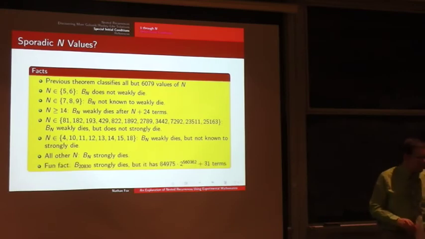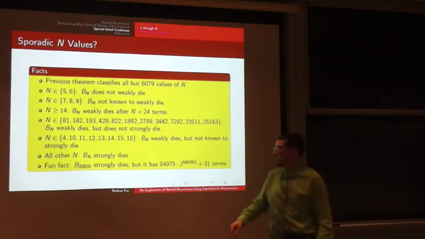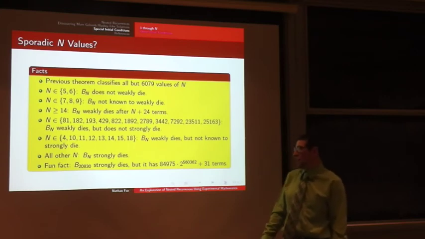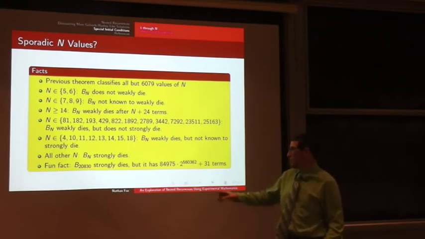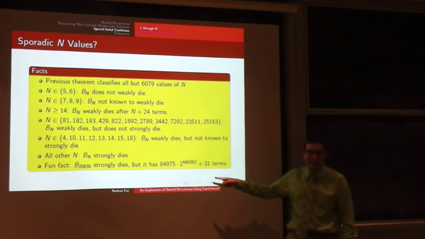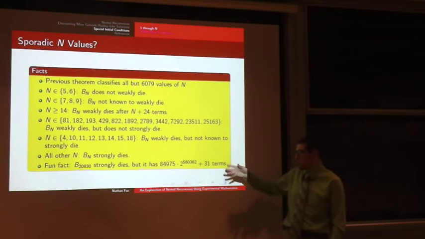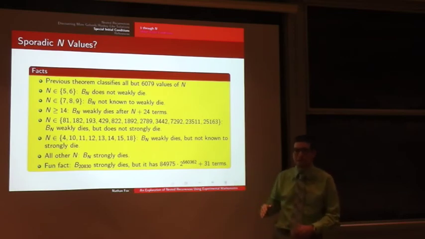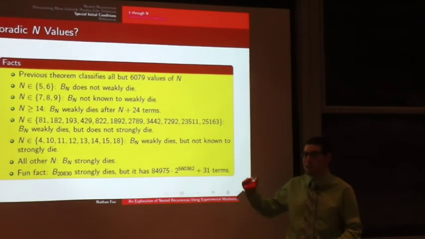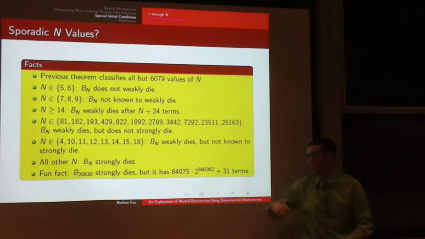But, fun fact, if n equals 20,830, it strongly dies, but it takes a lot of terms before it strongly dies. This is because some giant constants start appearing that dominate the behavior, and you have to wait until those constants become small before anything interesting happens. So you get a period 16 thing, but that period 16 thing has parts that grow exponentially. After that, one of those exponential growth terms becomes the constant in another one of those. And then it dies.